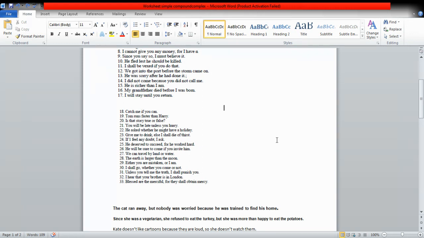Either you are mistaken or I am. It is a complex sentence because the first clause is a subordinate clause and "or I am" is an independent clause. I shall go, independent clause, whether you come or not. So again, it will be a complex sentence.